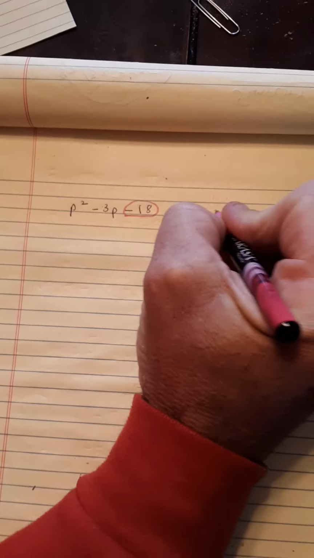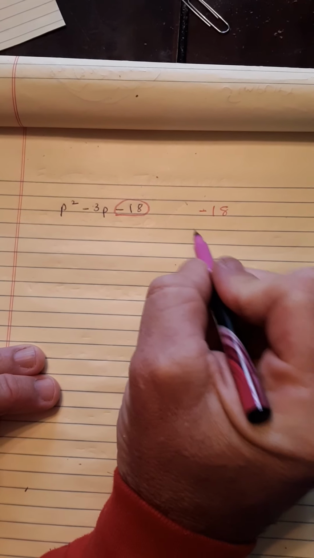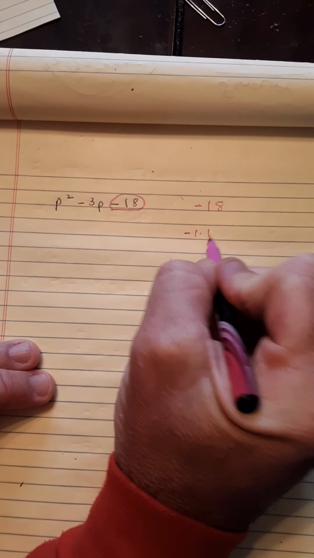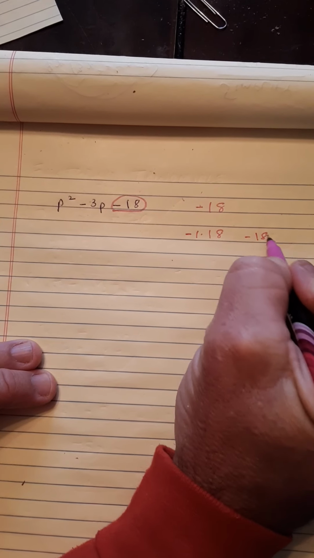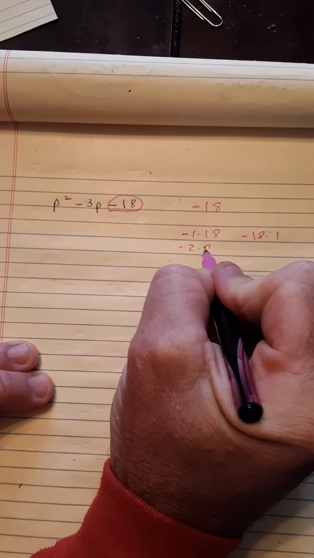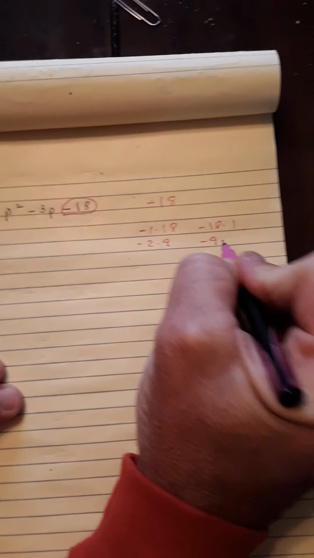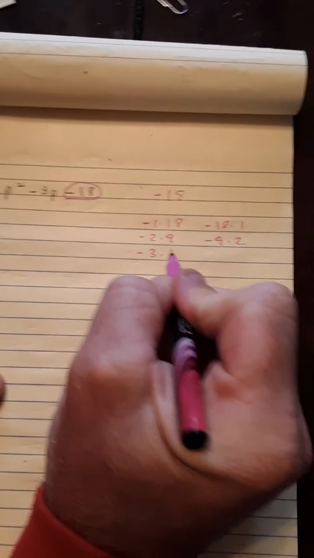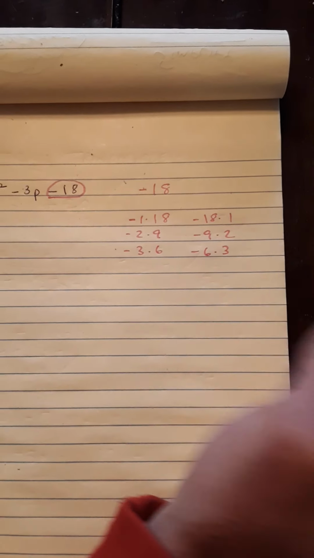So let's do another one here. P squared minus 3p minus 18. If I follow the same method, I want to look at my third term. And in this case, it's negative 18. And I've got to ask myself, what times what gives me negative 18? Well, there's a bunch of different options here. I got negative 1 times 18. I've got negative 18 times 1. I've got negative 2 times 9. I've got negative 9 times 2. I've got negative 3 times 6. And I've got negative 6 times 3.